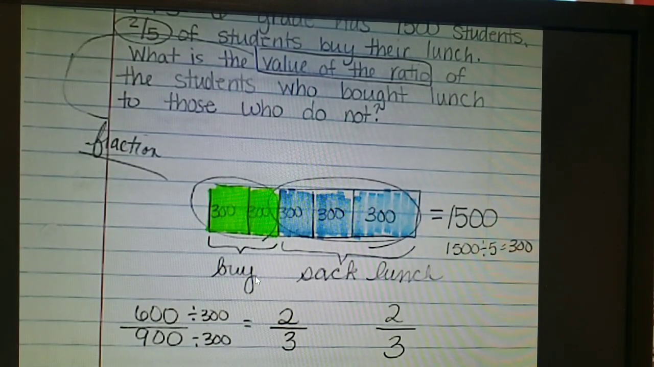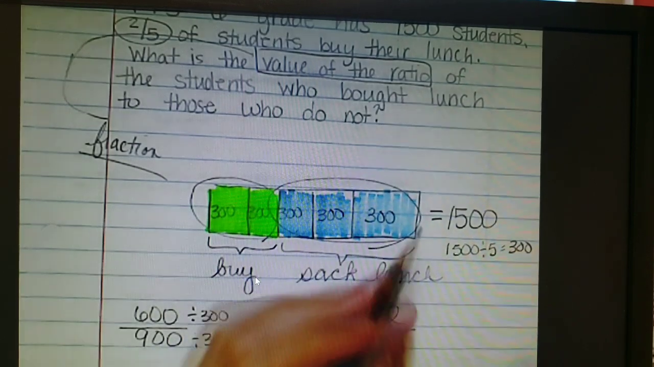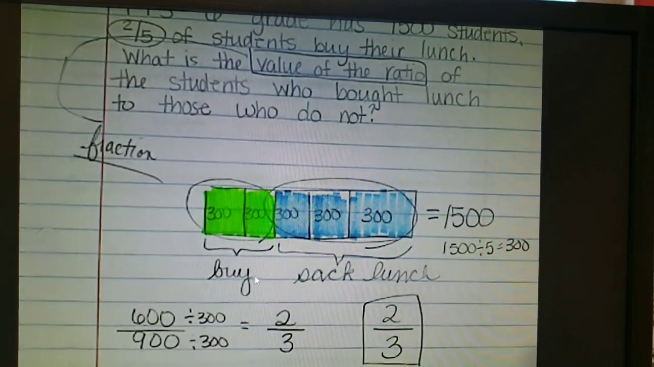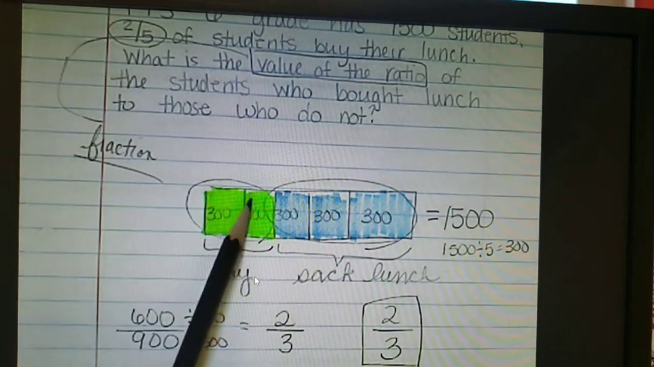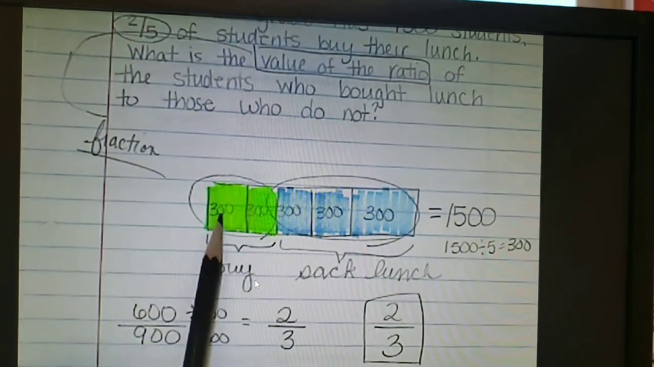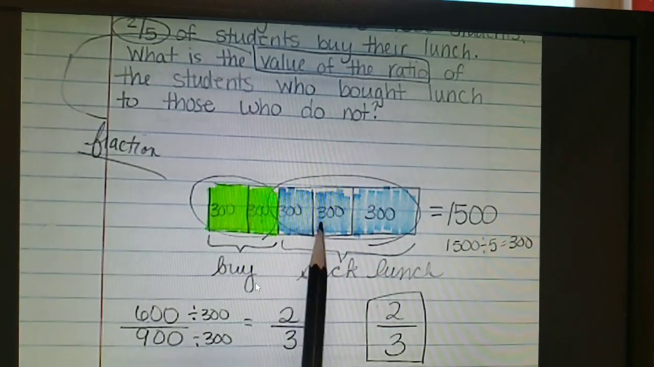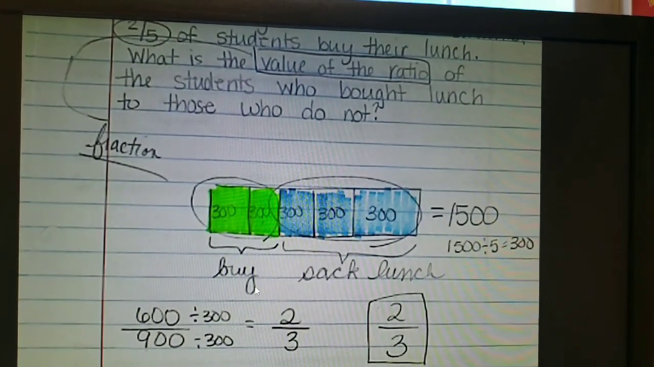Okay, so when we're looking at that value of the ratio, it's 2/3 for our answer on here. Okay, so there's kind of 2 ways you can look at it. If you want to do numerically and then reduce, or if you just want to go ahead and color code this out, it's our buy. We have 2 boxes that bought to 3 boxes that are bringing their sack lunch, so it's 2/3.